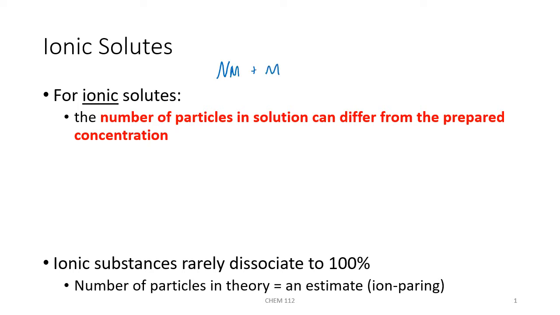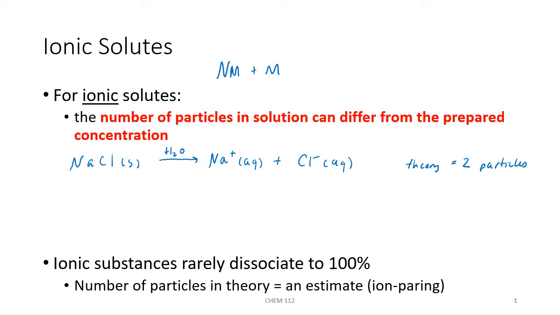For example, if we have sodium chloride, which is a solid ionic compound, and we dissolve it in water, it doesn't stay together as a sodium chloride unit. Instead, the particles dissociate, and we get sodium ions that are aqueous, plus we get chloride anions that are aqueous, meaning those ions are surrounded by water. In theory, we should get two particles when sodium chloride dissociates.